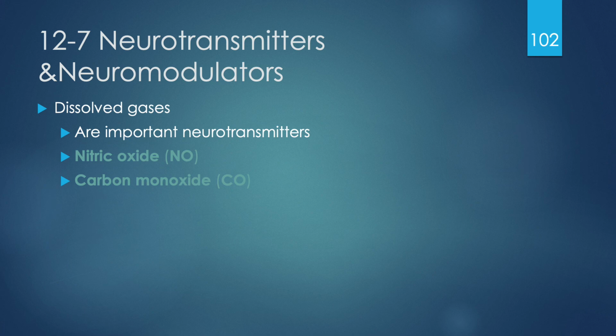It's worth noting that there are dissolved gases that actually function as neurotransmitters. Nitric oxide is one such dissolved gas, and it's important in that it innervates smooth muscle in the walls of blood vessels. So what this means is it can be involved in vasoconstriction and vasodilation. Carbon monoxide is another important neurotransmitter that is a dissolved gas.